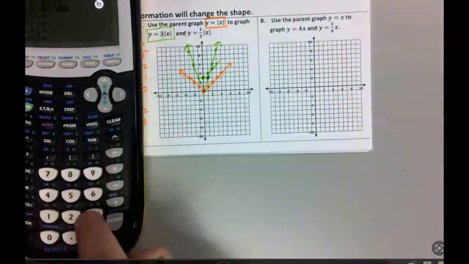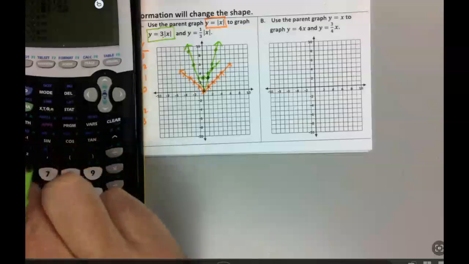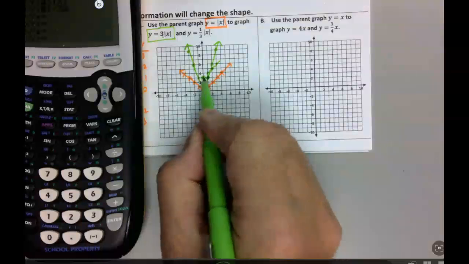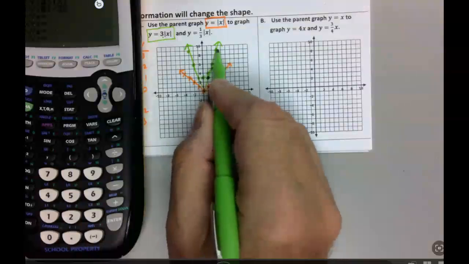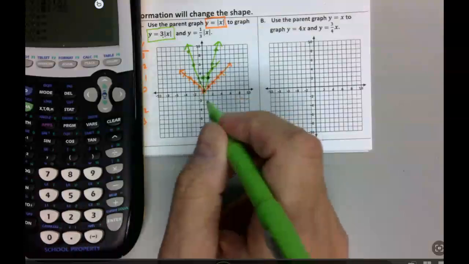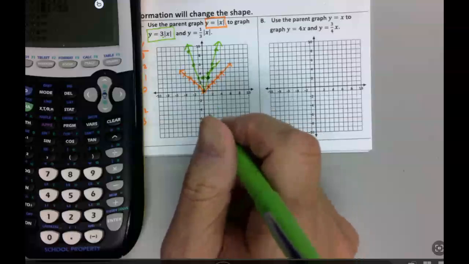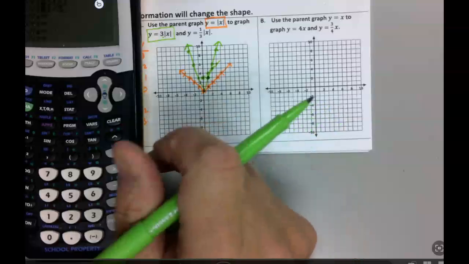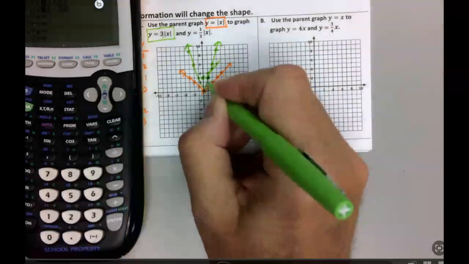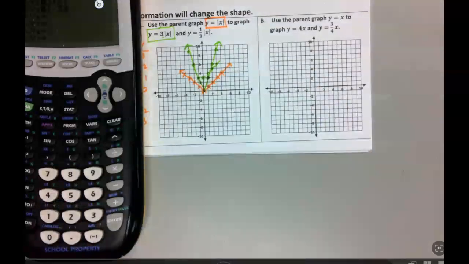1 divided by 3. Hit graph. Start at the vertex, go up 3, right 1, up 3, right 1. And on the left side, go up 3, left 1, right? Then you connect them, right? Correct? Does that make sense? Because we didn't do any shifting, did we? Agreed?